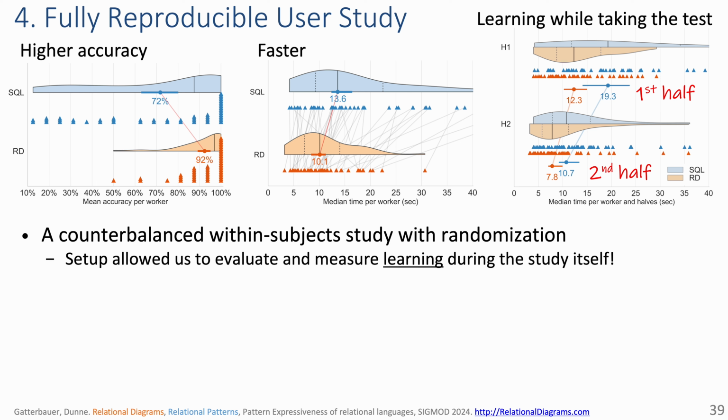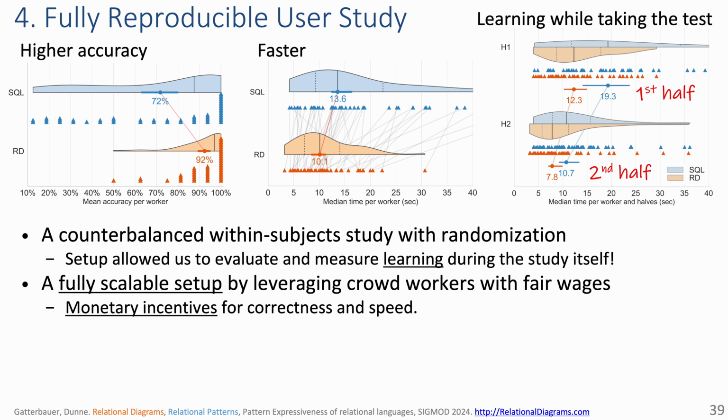Notably, our setup allows us to measure learning by comparing the performance of participants during the first and the second half of the runs. We have monetary incentives for correctness and speed. The setup is fully scalable. Thus, if we had more money, we would get more data, but there would be no extra analysis work. The mental work was all done before we gathered the data.